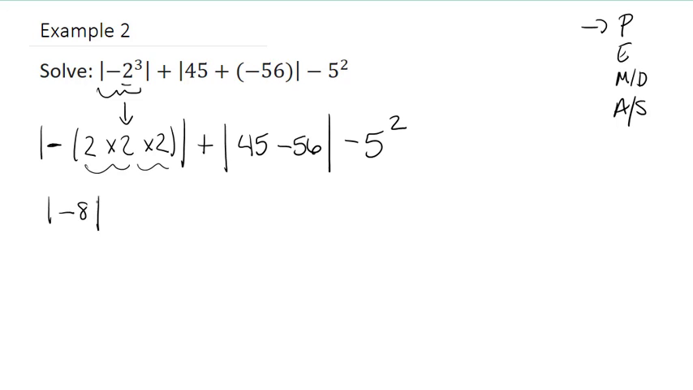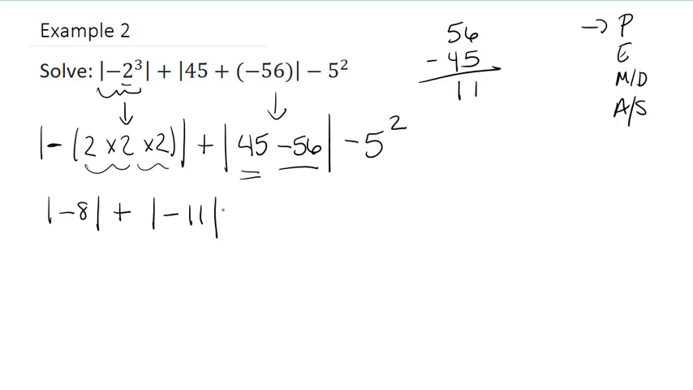And then we'll deal with this parentheses. So now we have 56 minus 45. 6 minus 5 is 1. 5 minus 4 is 1. So 56 is larger than this 45. So we're going to take the sign of the 56, which is negative. So here we have negative 11 inside an absolute value sign. And we have that.